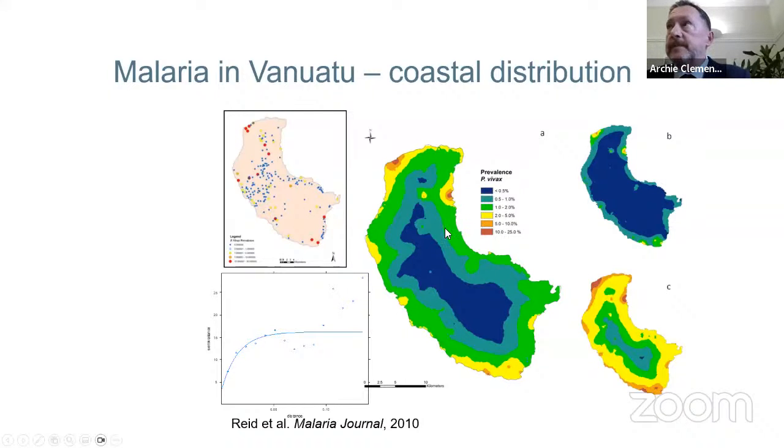Interestingly, Plasmodium vivax and Plasmodium falciparum, which are the two major species of malaria in the world, are transmitted by the same mosquitoes, Anopheles peralti, in Melanesia, and hence you get this coastal distribution of the disease. There are some other elements of this image which I want you to bear in mind. One is the 95% confidence intervals of our predicted risk on the right, and the other is the semi-variogram, which is the spatial component of the model, which I'm going to talk about later.